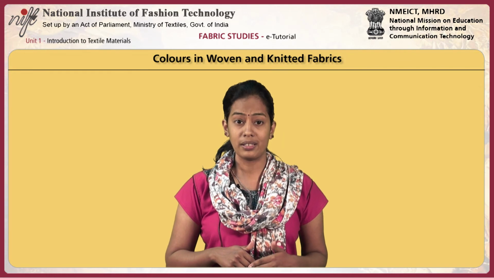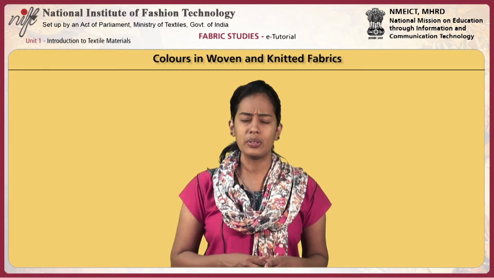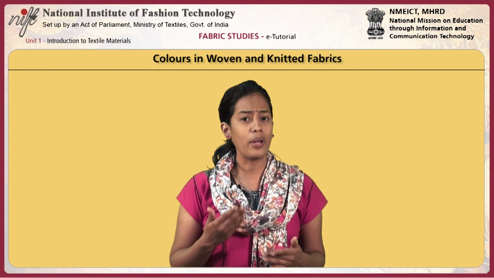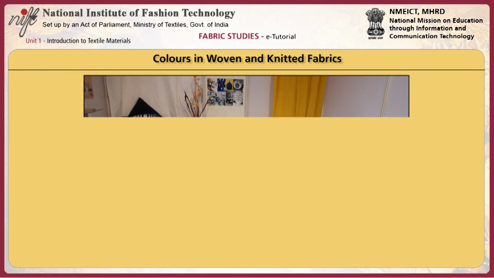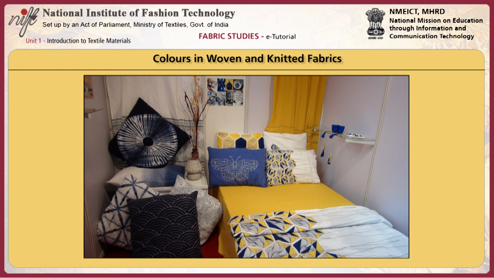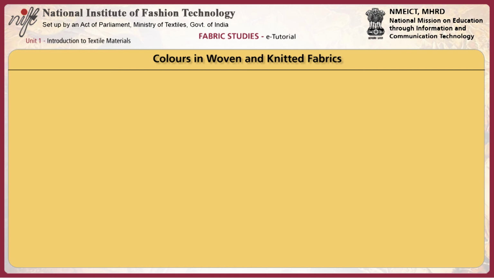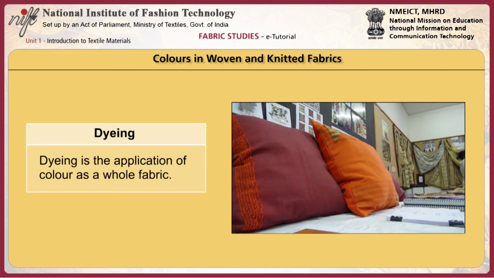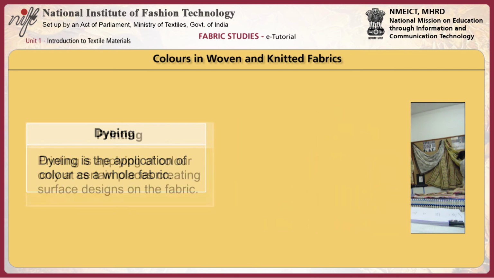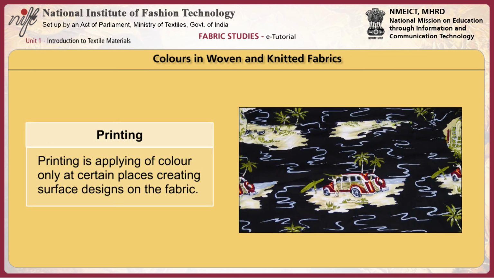Woven or knitted fabrics since olden days have been produced with interesting colors for various applications. Color is an important attribute of textile material. Colors are usually applied to textile materials by either dyeing or printing with the help of dyes or pigments. Dyeing is the application of color to the whole fabric. Printing is applying color only at certain places, creating surface designs on the fabric.